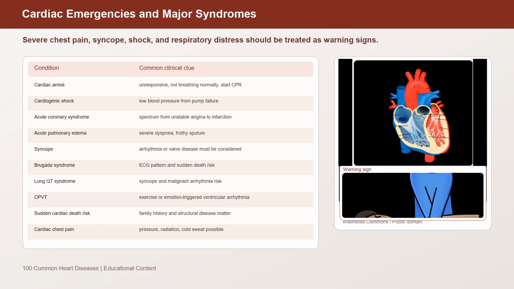Ninth, cardiac emergencies and major syndromes. Cardiac arrest, cardiogenic shock, pulmonary edema, and inherited arrhythmia syndromes can worsen rapidly. Severe chest discomfort, syncope, shock, cold sweat, or altered consciousness should be treated as emergency warning signs.